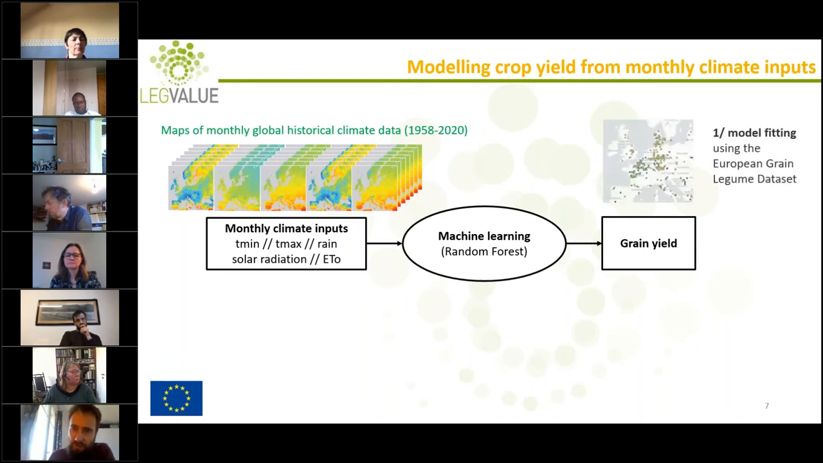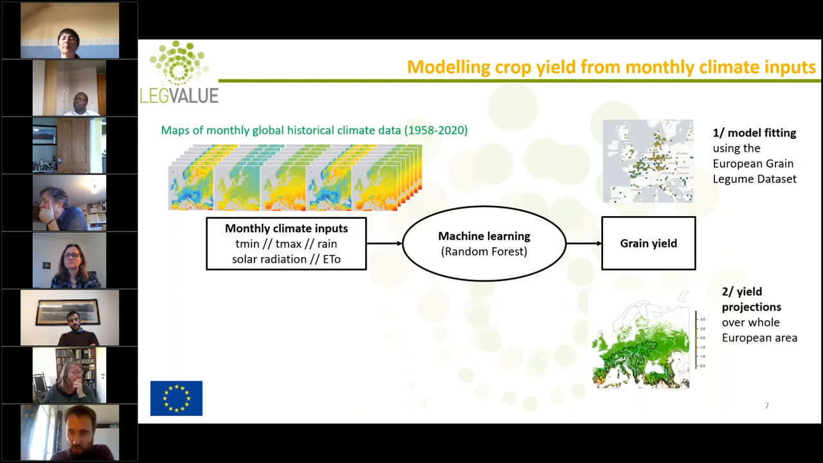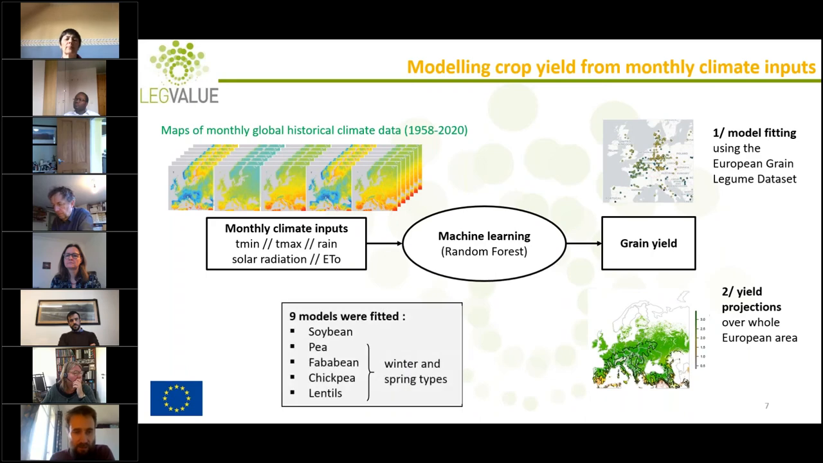Then in the first step, we developed a model that relates the yield to the climate, and we fitted that model using the yield from the European grain legume data set. The model was fitted using a machine learning approach, the random forest algorithm. And in the second step, once the model was fitted, we made yield projection over the whole European area. In total, we fitted 9 models, 1 for soybean and 2 for pea, faba bean, chickpea and lentils, because those 4 crops can be grown either as winter crops or spring crops.